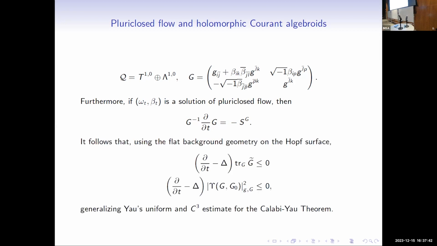Okay, and then, once you know this, the proof of this theorem of convergence on the Hopf surface is almost trivial. I mean, if you know well the proof of Yau's theorem, you can just start computing using this generalized picture. You kind of have to know that it might be the right thing to do in the first place, but the computations are actually very simple in this picture. And so in particular, you can apply the heat operator to the trace of the metric against some background, and it has a sign. And this is using the flat background geometry you have on the Hopf surface.